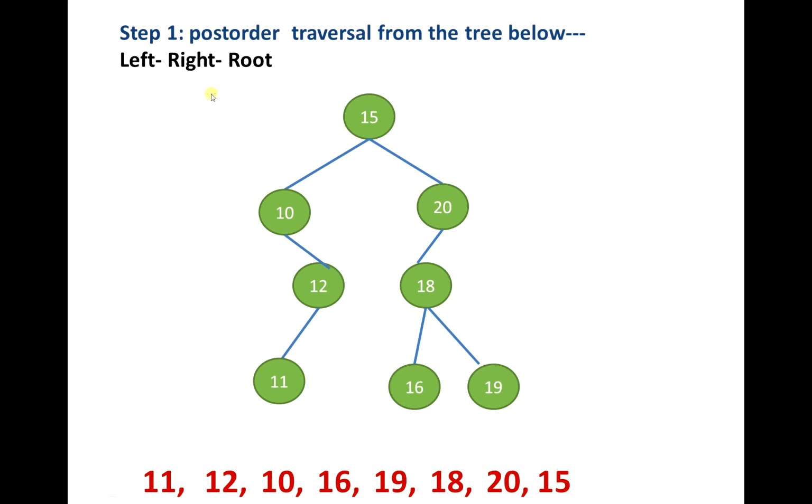If you are very clear with these rules, left, right, root for post-order and root, left, right for pre-order, you can answer this question in 30 seconds by writing on paper and doing all these steps. Then you can get the right answer. You may get twisted by the options. So please write down your answers on paper step by step.